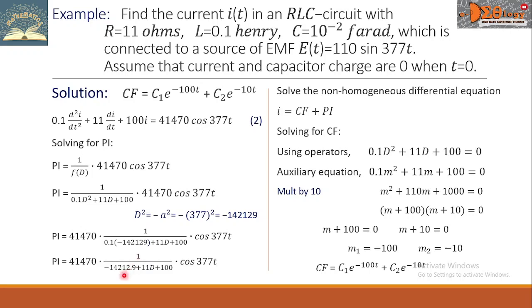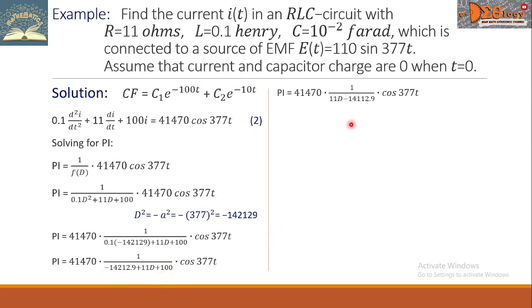Getting the product, we have now this value, and we combine this product with the positive 100 here. And the denominator becomes like this: 11d minus 14,112.9.